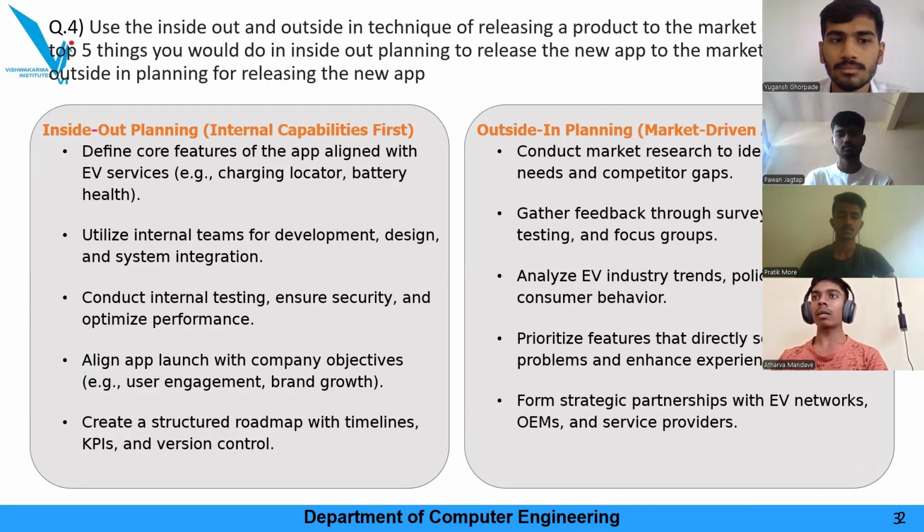Outside in planning: conduct market research to identify user needs and competitor gaps. Gather feedback through surveys, pilot testing, and focus groups. Analyze EV industry trends, policies, and customer behavior. Prioritize features that directly solve user problems and enhance experience. Form strategic partnerships with EV networks, OEMs, and service providers.